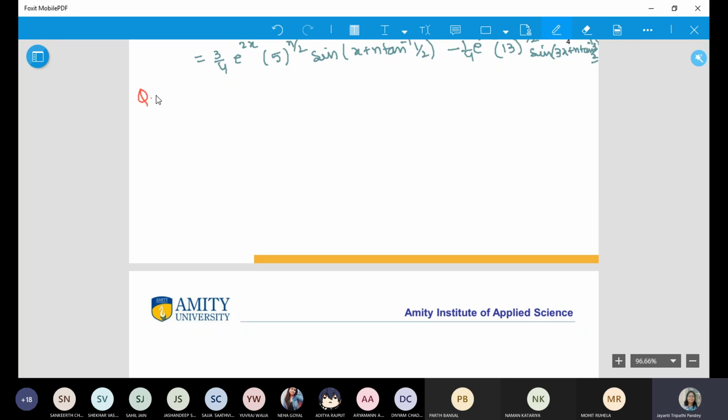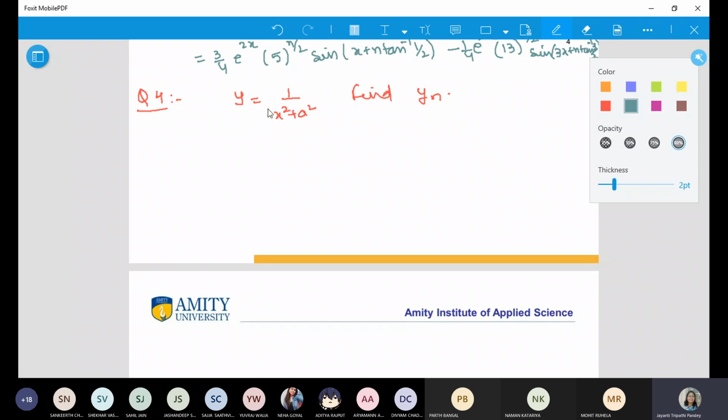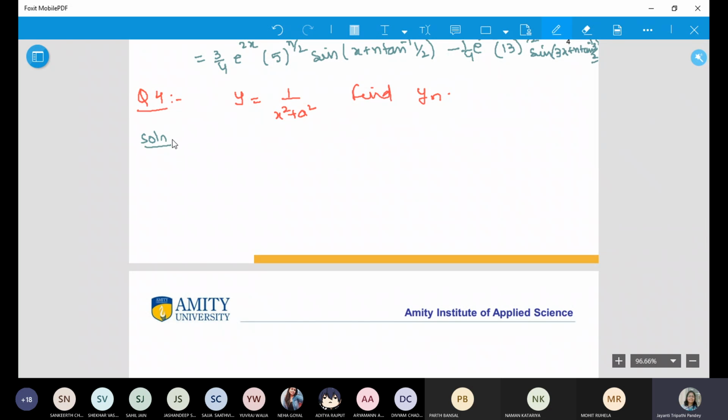This will be the fourth question, right? Yes, ma'am. So now your y is 1 upon x square plus a square. Find yn. Whenever you get this kind of question, we have not studied any formula on this. What we can do, we can always split in linear factors using complex numbers. Like I can write y as 1 upon x minus ia into x plus ia. Any doubt in this?